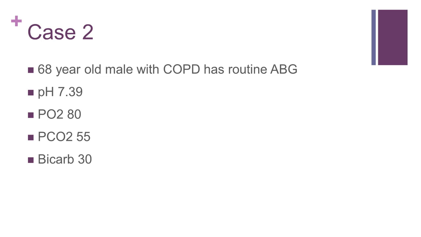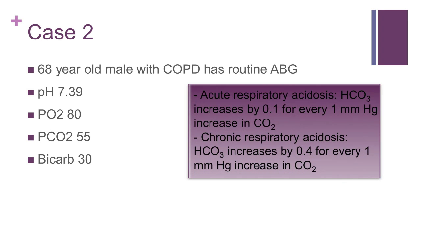His PO2 is on the low end of normal, which is usual for many COPD patients. His PCO2 is elevated from the normal range to 55. His bicarb is also elevated from normal at 30. Let's take a look at that. In a chronic respiratory acidosis, which COPD patients are prone to having, the bicarb should increase by 0.4 times the increase in CO2. If this occurs, then there will be appropriate metabolic compensation.